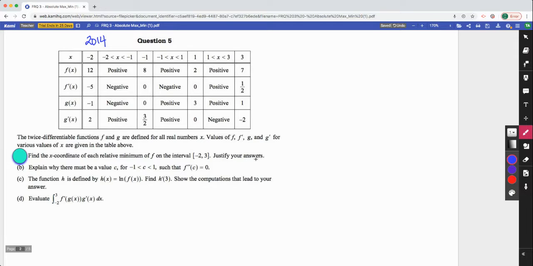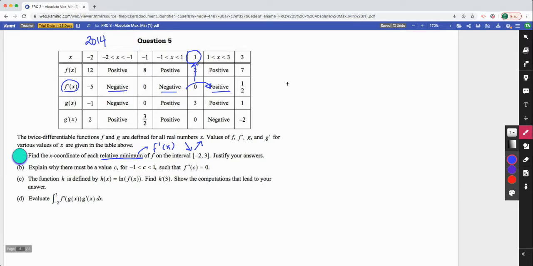Justify your answers. So if we're looking for a relative minimum, we basically want f prime of x to change sign from negative to positive, right? So this is what we're looking for. When I check my f prime right here, I only see at this point it changes from negative to positive. So this is x equals 1.